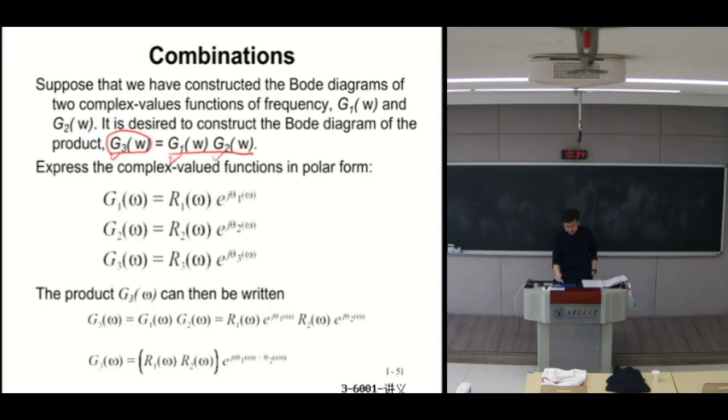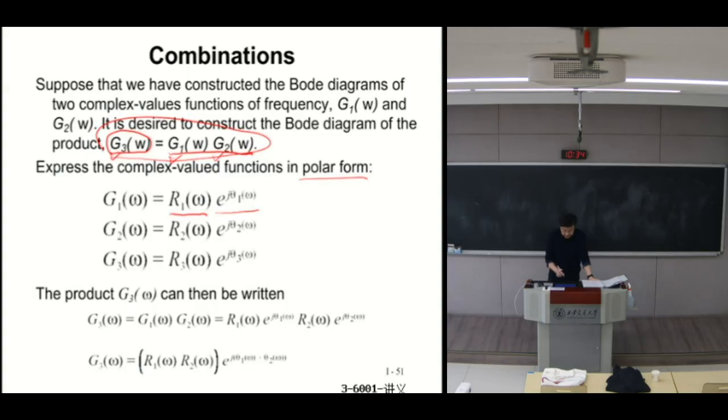We'll talk about that later on. Because when we have this mathematical relationship, suppose every transfer function can be represented in this polar coordinates form, or complex coordinates form. That means every transfer function can be represented by a magnitude multiplied by the exponential of the phase angle.